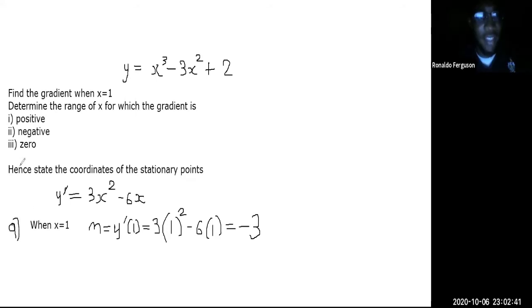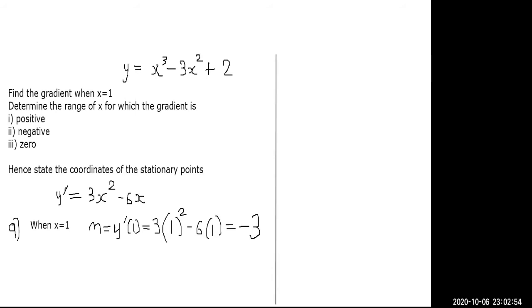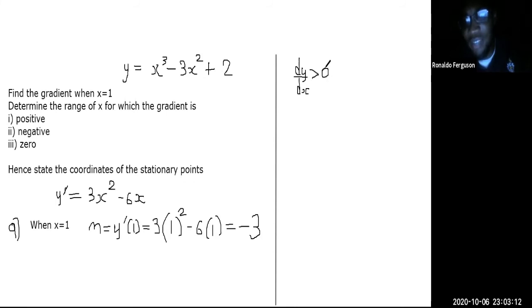We'll find the gradient. Now the next part says to determine the range of values for x when the gradient is positive. So how are we going to do that? When the gradient is positive, we know this: dy by dx is greater than 0. So all we're going to do is solve the equation for when dy by dx is greater than 0.